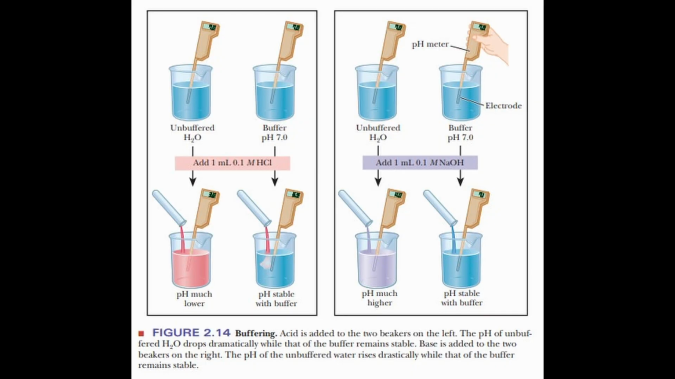Your expected results should be as follows. For the water, the pH should drop a lot and the color should change strongly. And for the blood, the pH should drop only slightly and the color should be mostly stable. And this is a reflection of what happens in our biological systems.